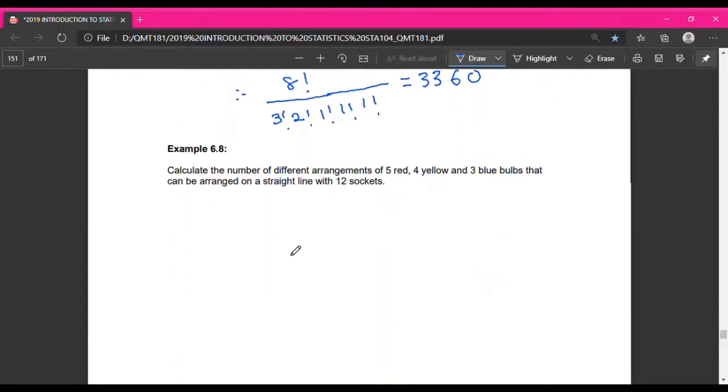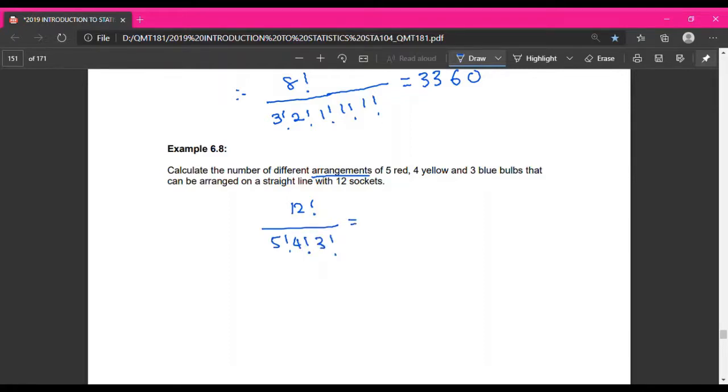Okay, contoh yang ni, calculate the number of different arrangement. So, kalau nak buat arrangement ataupun nak form something, kena gunakan permutation. Tapi which one? Ada banyak tadi kan? Kita tengok dia punya condition. Arrangement of 5 red, 4 yellow and 3 blue bulbs that can be arranged on a straight line with 12 sockets. Nak arrange in a straight line, which is 12 socket. But kita ada 5 red, 4 yellow and 3 blue bulbs yang sama. 5 yang red yang sama. So, kita boleh gunakan formula yang tadi. 12 factorial divide 5 factorial, 4 factorial, 3 factorial.